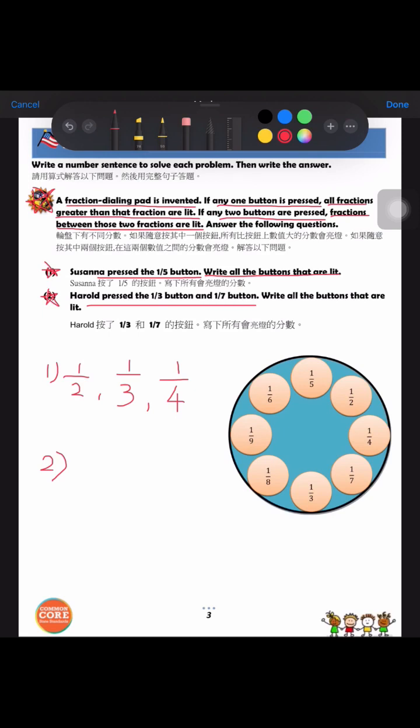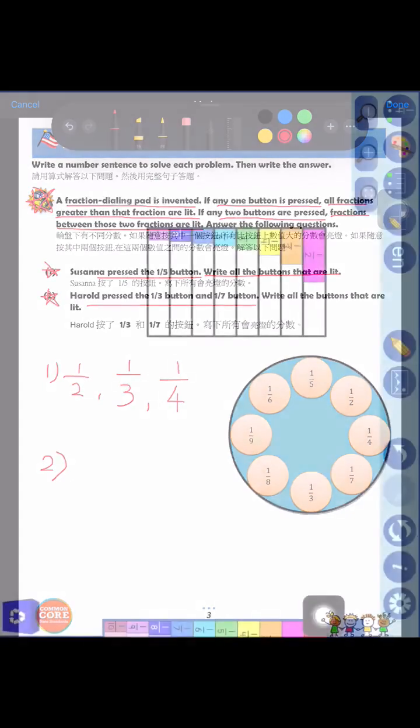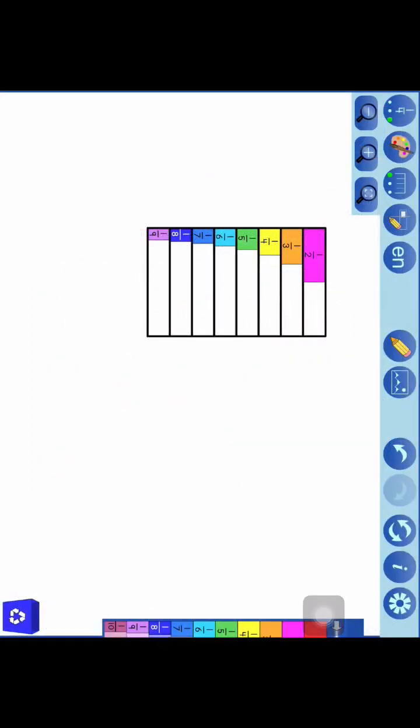Harold pressed the 1 over 3 button and 1 over 7 button. Write all the buttons that are lit. That means we need to find the fractions between 1 over 3 and 1 over 7. The fractions between these two fractions are lit. So 1 over 4, 1 over 5, and 1 over 6. These fraction buttons are lit.